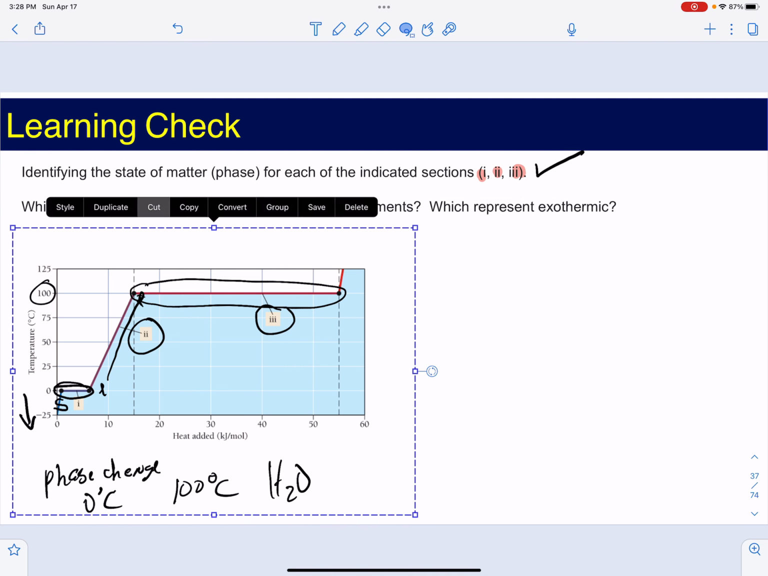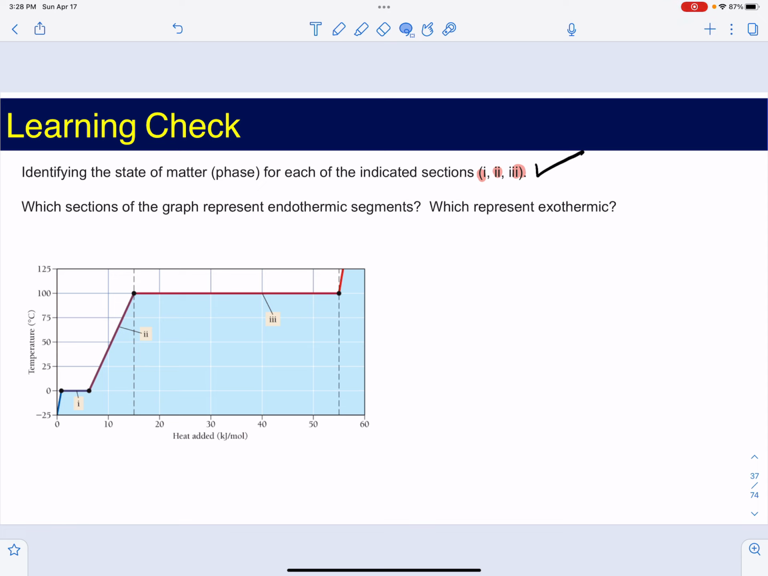What about the second question? Which sections of the graph represent endothermic segments? So we said that when something melts, the molecules have to gain energy so they can start moving apart from each other and overcoming the intermolecular forces. So if we need to apply energy, then that's what we call endothermic. So an endothermic process is a process that requires energy.